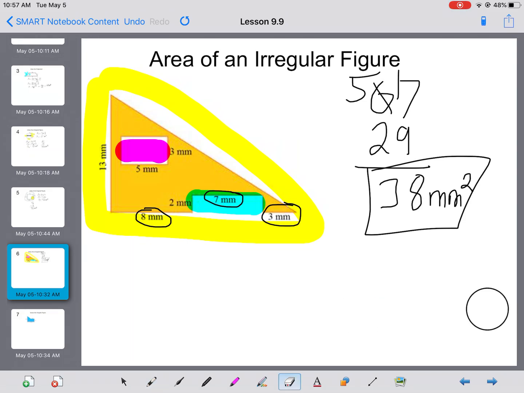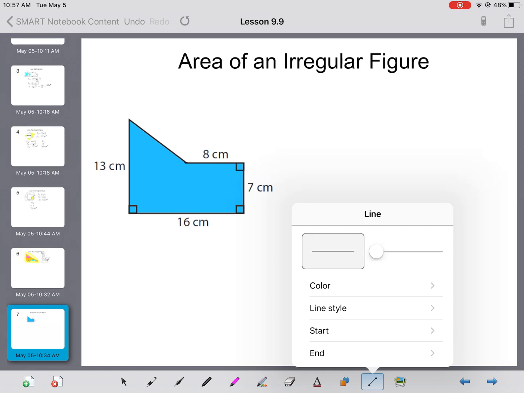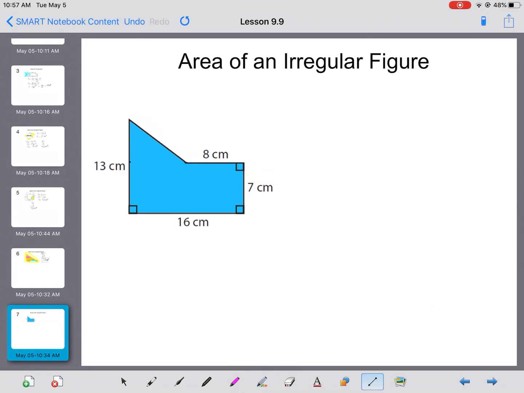Okay. So you see, it's really just applying all the different formulas that you know, step by step by step. All right, let's do one more like that. So again, always look for familiar shapes when you're looking at an irregular figure. So the familiar shape that I can see here is, I can see a triangle and I can see a rectangle. Pretend my line is straight there on my triangle.